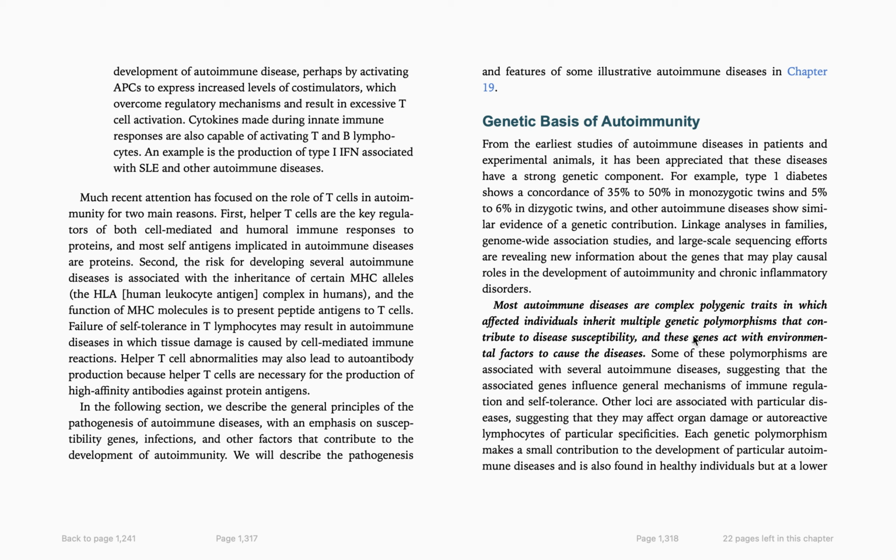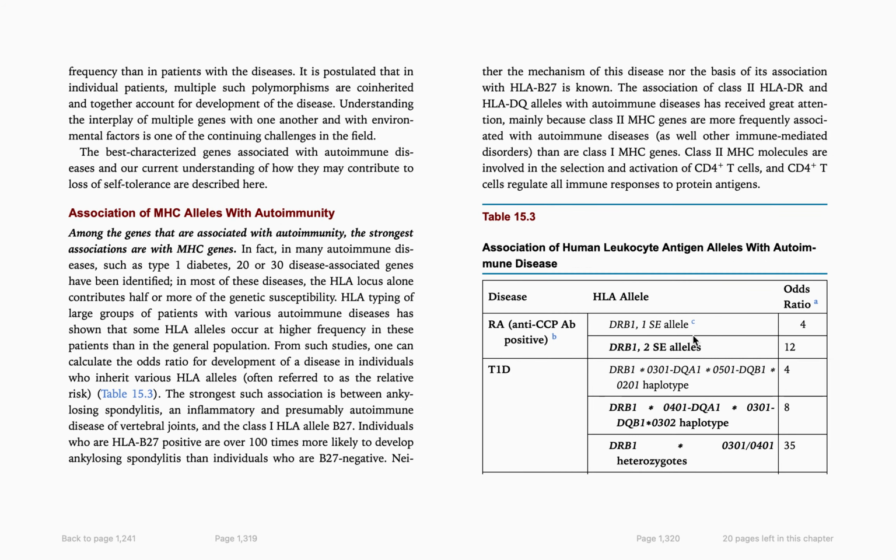Most autoimmune diseases are complex polygenic traits in which affected individuals inherit multiple genetic polymorphisms that contribute to disease susceptibility, and these genes act with environmental factors to cause the disease. Some of these polymorphisms are associated with several autoimmune diseases, suggesting that the associated genes influence general mechanisms in immune regulation and self-tolerance. Other loci are associated with particular diseases, suggesting that they may affect organ damage or autoreactive lymphocytes of particular specificities. Each genetic polymorphism makes a small contribution to the development of a particular autoimmune disease and is also found in healthy individuals but at lower frequency than in patients with the disease. It is postulated that in individual patients, multiple such polymorphisms are co-inherited and together account for development of the disease.